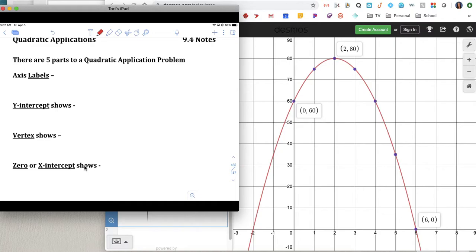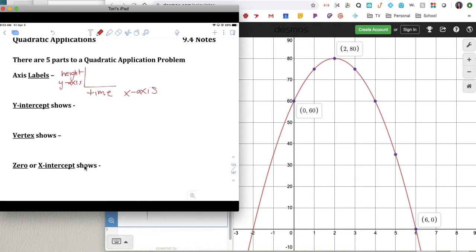We're going to label our axes. The bottom is always going to be time. That's my x-axis. My height is always going to be my y-axis. Now, make sure you use common sense. Time is usually going to be seconds or minutes or hours. Height is usually going to be feet or meters or miles or inches, something that's a length, okay?